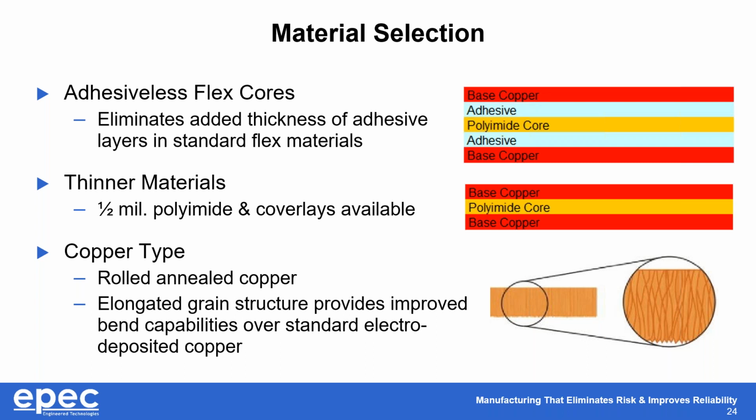And the last item is the copper type, and this is almost without exception. For designs that have tight bend requirements or have challenges between the electrical and the mechanical requirements, you have to use rolled annealed copper. The grain structure of rolled annealed copper is elongated horizontally, rather than being vertically oriented, and it does improve the bend capabilities over your standard electrodeposited copper.